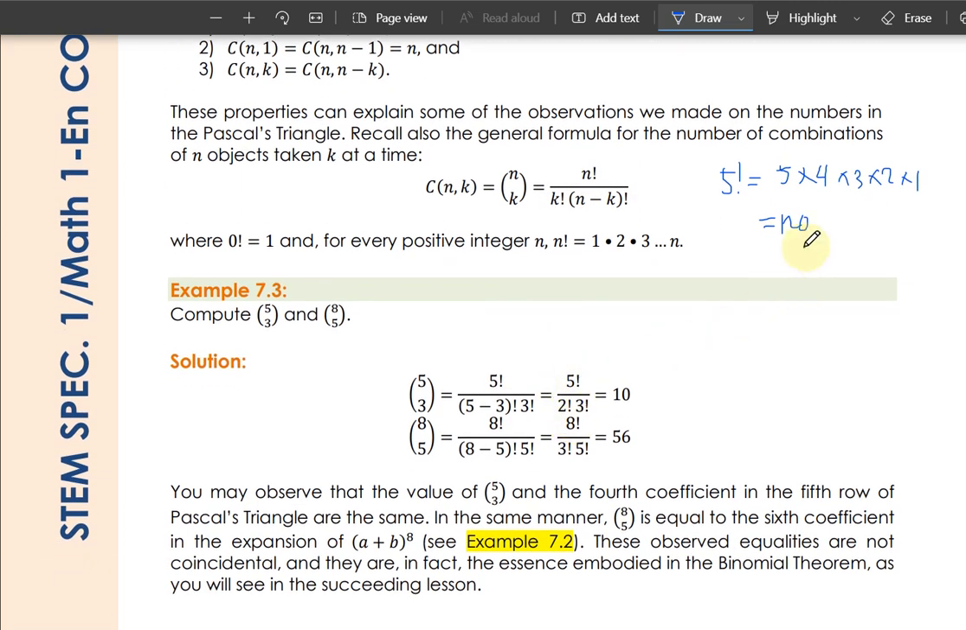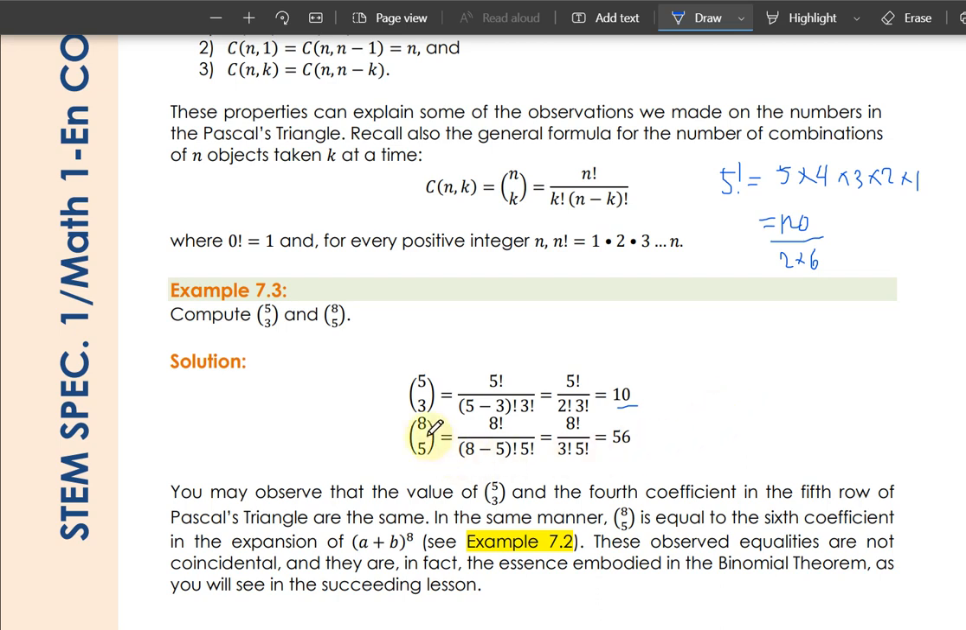So 5 factorial is equal to 120. 2 factorial is equal to 2 times 1, or simply equal to 2. 3 factorial is equal to 3 times 2 times 1, or that is equal to 6. So 2 times 6, ang sa kumbos. So 2 times 6 is 12. So 120 divided by 12 is equal to 10.